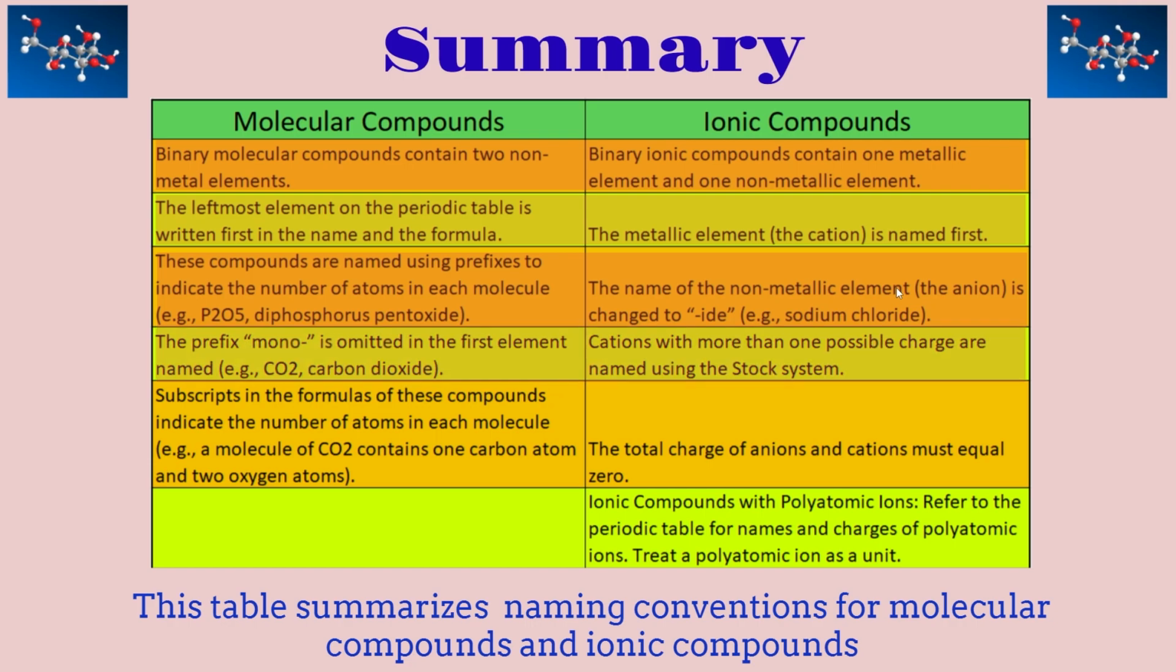For molecular compounds, subscripts in the formulas of these compounds indicate the number of atoms in each molecule. For example, a molecule of CO2 contains 1 carbon atom and 2 oxygen atoms. On the other hand, for ionic compounds, the total charge of anions and cations must equal 0 in order for it to balance. Also, one more thing for ionic compounds with polyatomic ions: you need to refer to the periodic table for names and charges of polyatomic ions, and you also treat a polyatomic ion as an actual unit or as a single charge. So this is a short summary of the differences between molecular and ionic compounds.